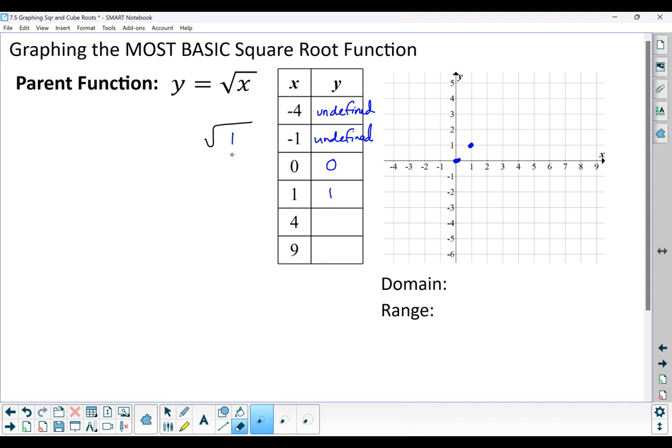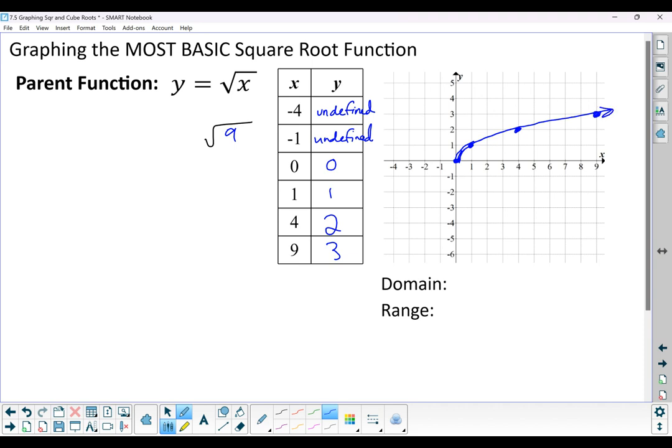And the next value in our table, it skipped over to 4. Maybe you can see why I skipped over to 4, but the square root of 4 is 2. That's why I skipped over to 4. And then the last one on our table, we're going to input 9. Square root of 9 is 3. So this is the shape of my graph.